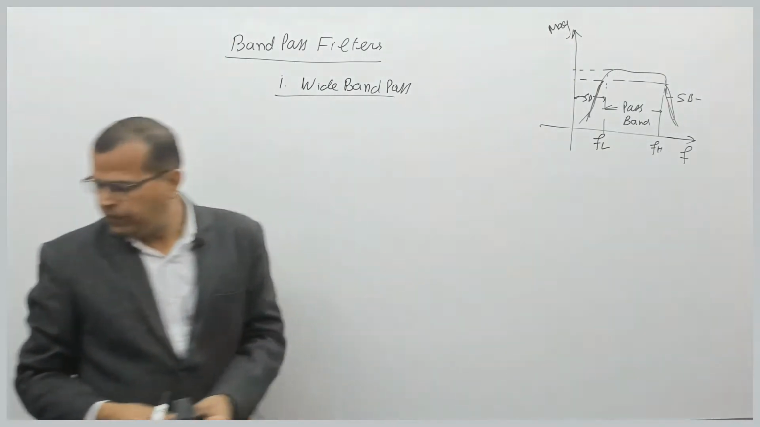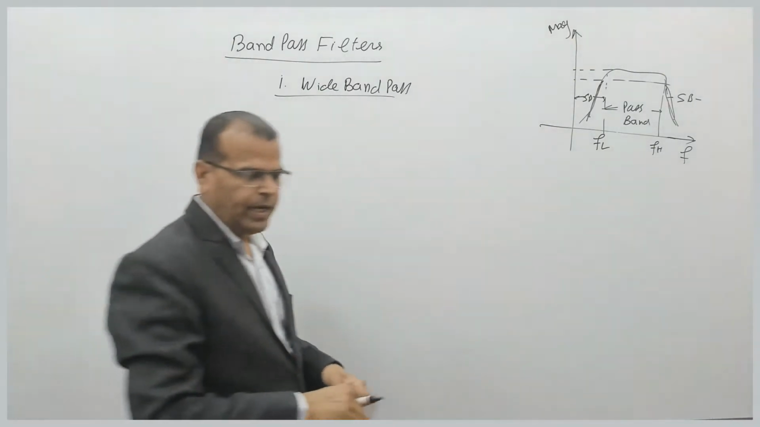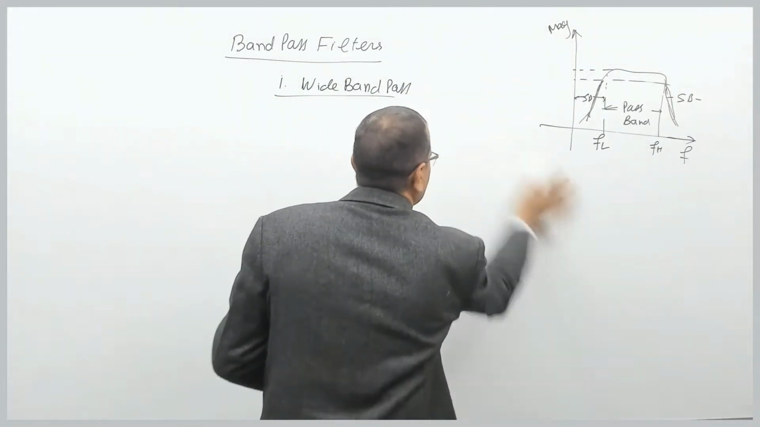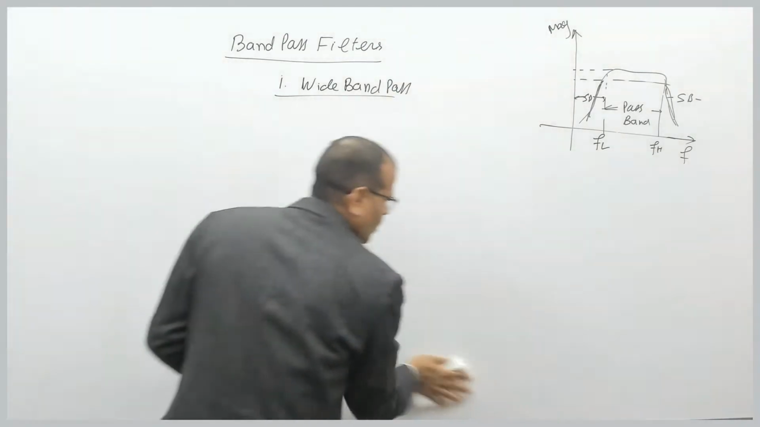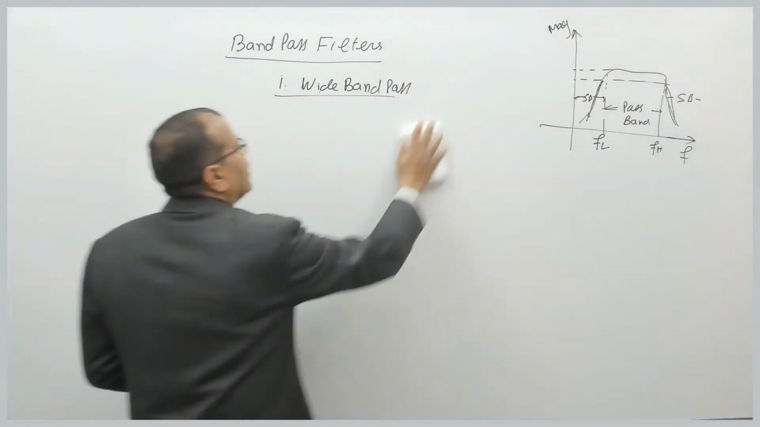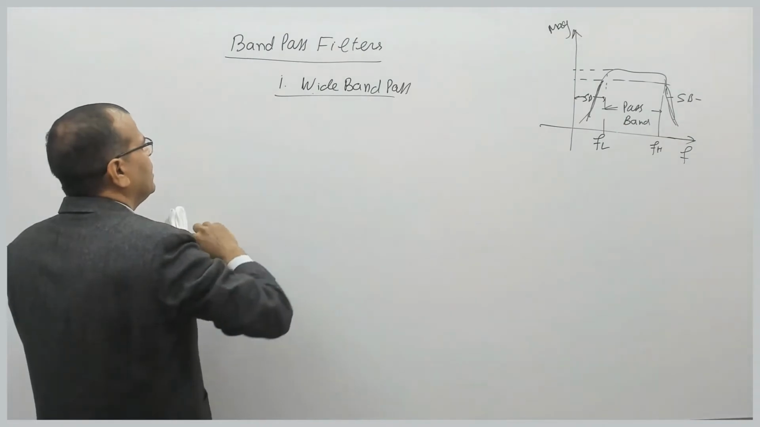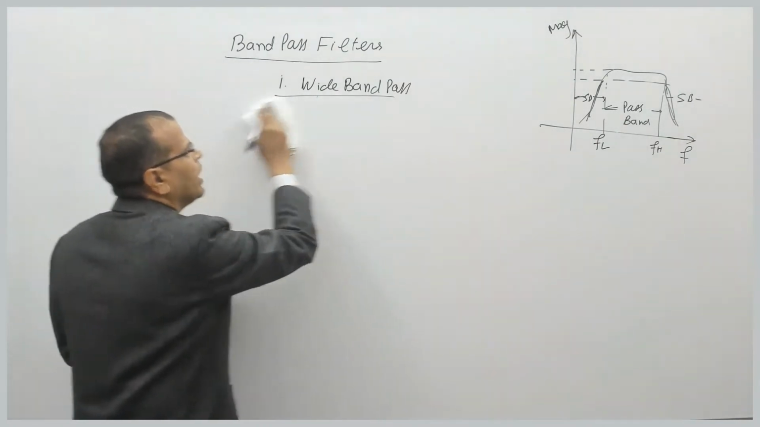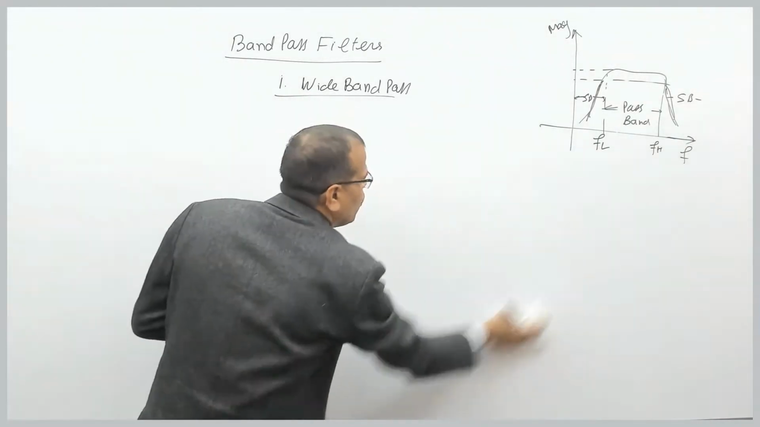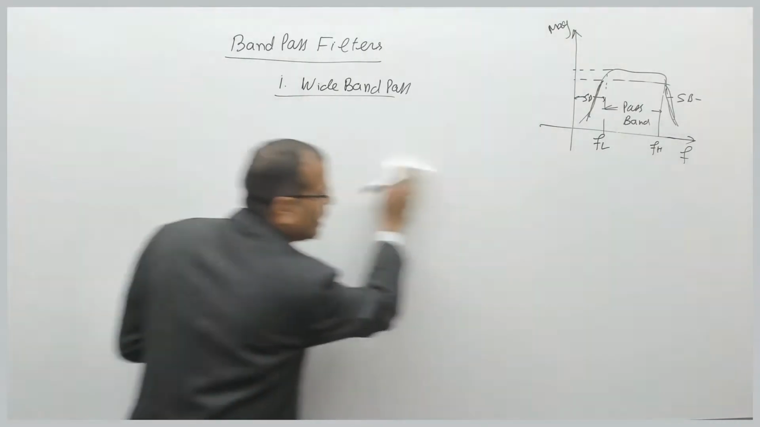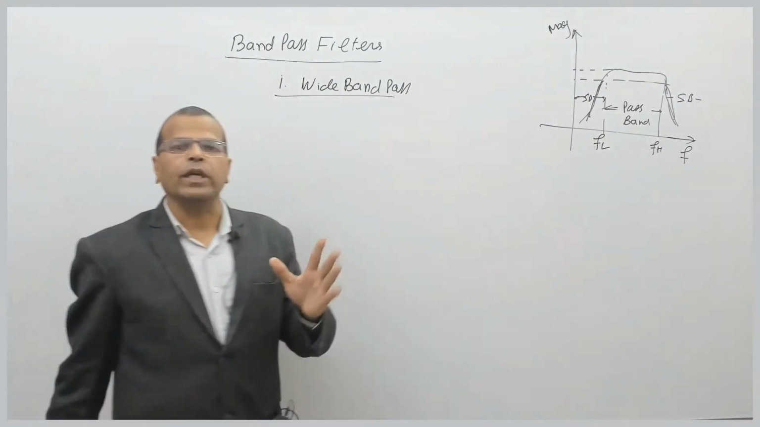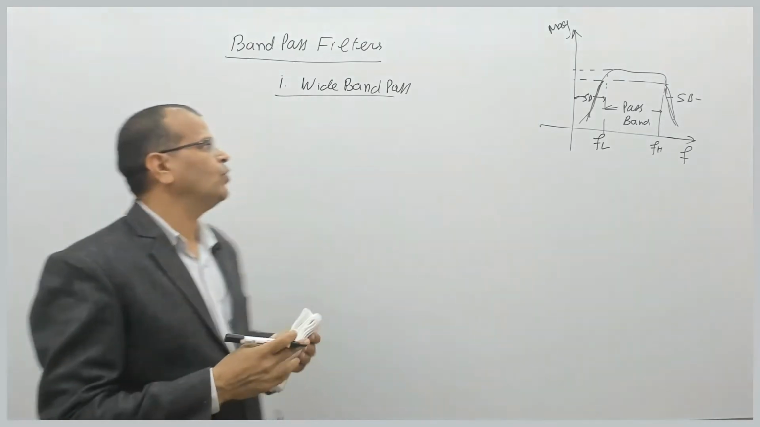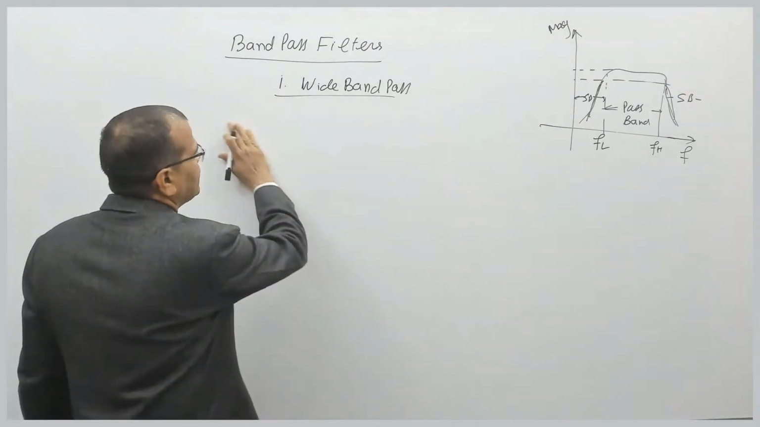In wide band pass filter, again we will be discussing two types. First is non-inverting mode of wide band pass filter. Remember, wide band pass filter in non-inverting mode can be implemented by using high pass filter and low pass filter. How to implement that, you please see it carefully.